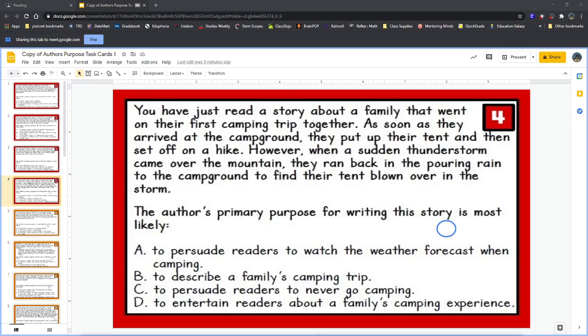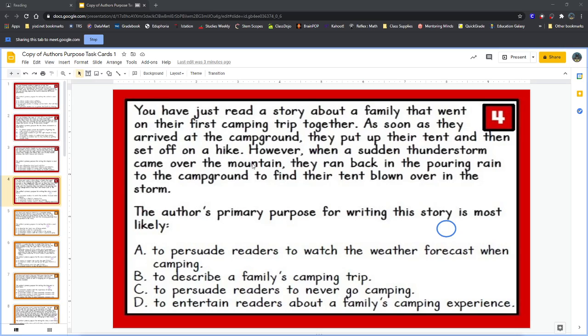So this time we have, instead of inform and persuade, this one we have kind of all three. We have two answer choices that say persuade, one that says describe, which means that they're giving us information, and one that says to entertain. So we have to decide, are they trying to inform us about something? Are they trying to persuade us about something? Or are they trying to entertain us?